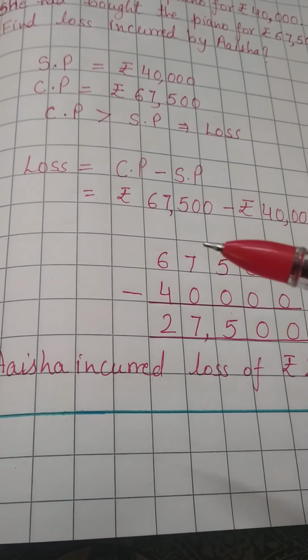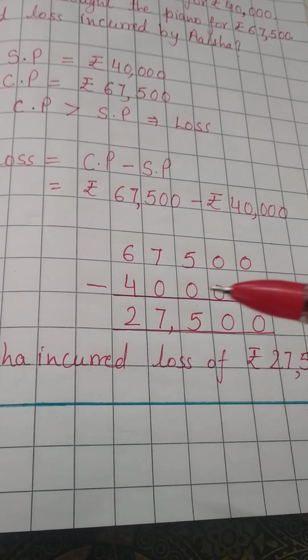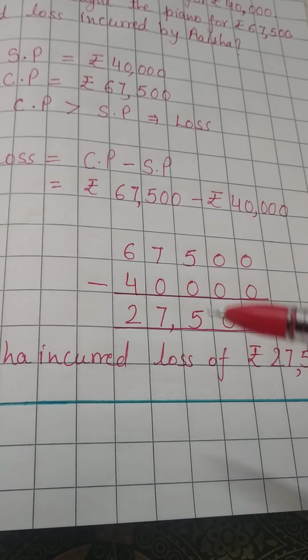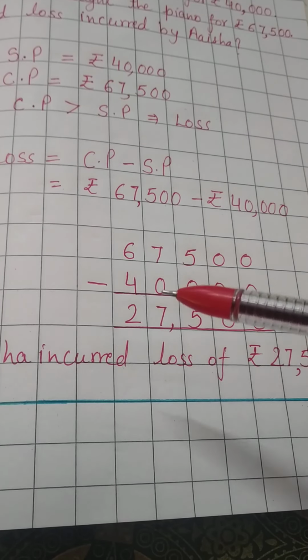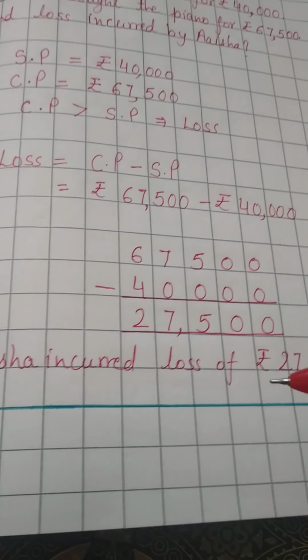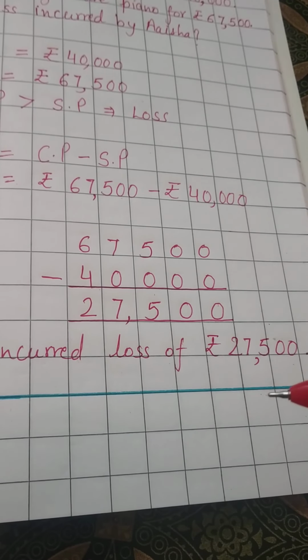So for loss, we will put the values of this, and again I have done the working for you. I have written it here and solved: 0 minus 0, 0 minus 0, 5 minus 0, 5, 7 minus 0, 7, and 6 minus 4, 2. So Aisha incurred a loss of rupees 27,500. See, big amount, right?